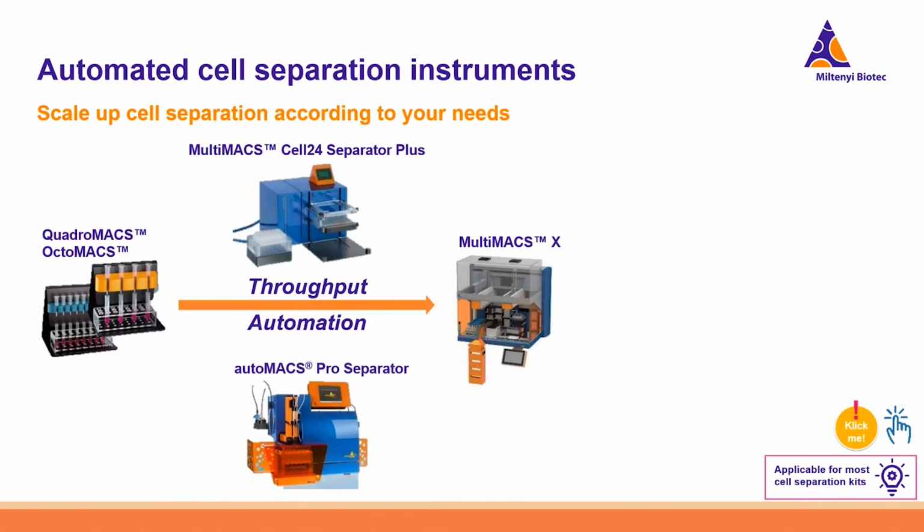MACS technology offers, depending on the researcher's needs, different manual and automated cell separation options for upscaling. Manual separation with the Quattro or Octomax for up to 4 or 8 samples in parallel, respectively. Automated options include the Automax Pro for full walk-away convenience for up to 5 samples, the Multimax Cell 24 Separator Plus for the processing of up to 24 samples in parallel, and finally, the Multimax X for flexible, fully automated, high-throughput industrial applications with any source material.